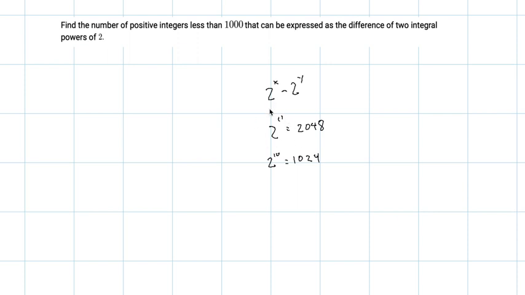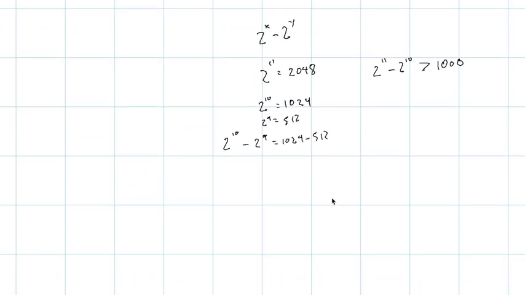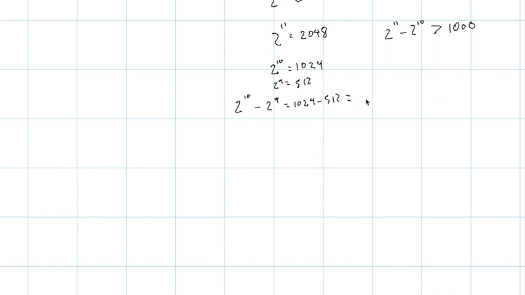We're never going to have 2 to the 11th in these differences of powers of 2 because 2 to the 11th minus 2 to the 10th is going to be greater than 1,000. And with 2 to the 10th, we can start there. 2 to the 9th is equal to 512. So 2 to the 10th minus 2 to the 9th is just going to be 1,024 minus 512, which is less than 1,000. And this is just 2 to the 9th times 2 minus 1.